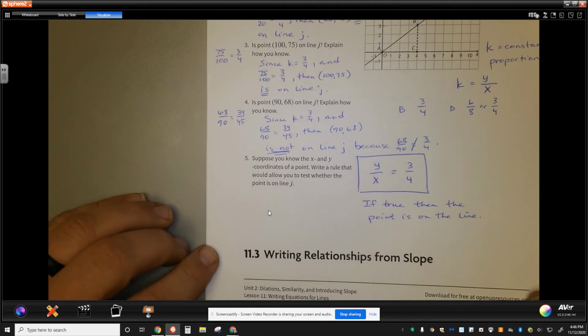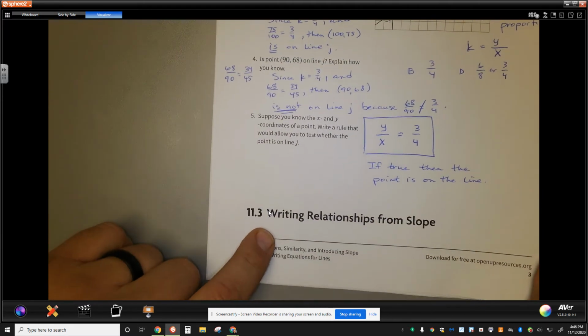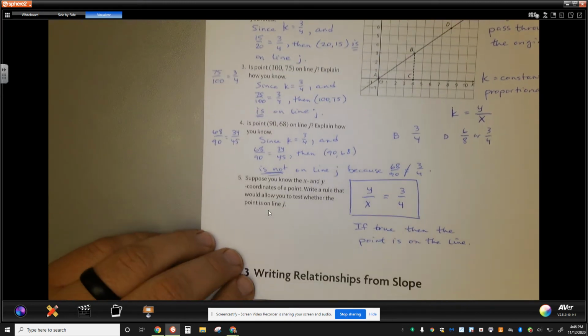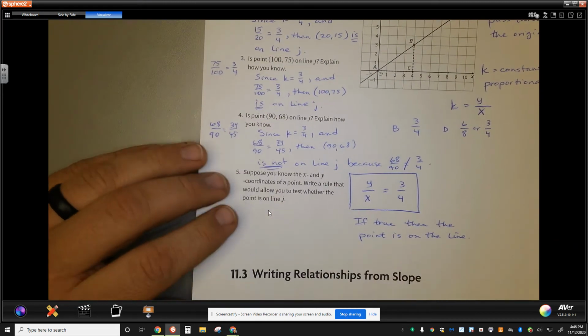All right. Looks like my packet's just a little messed up. We're going to go on to 11.3, writing relationships from slope. So let's use a little bit more of this and continue on the same types of pieces.